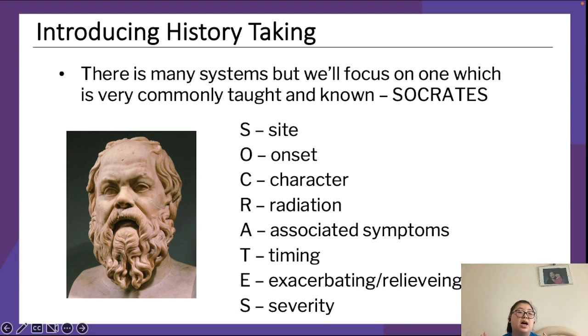T for timing, and that's to do with whether it has changed over time. Has it increased? Has it decreased over time? Exacerbating and relieving. That's like aggravating and alleviating, right? What makes it better? What makes it worse? Severity: you can say, just rate it on a scale of 0 to 10. What we were taught is that you must tell them what 0 and 10 is. Because you might ask, what's 0 to 10, and they might say 10, and you say, so it's the most painful thing you've experienced, and they say, no, I mean a 5 then. So you just need to tell them what 0 and 10 is.